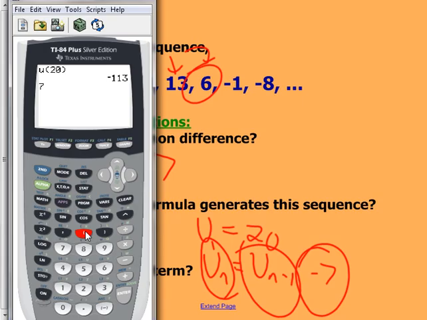U sub 20, parentheses. Oh, I just did 7 sub 20. That's not going to work. U is above the 7. There we go. U sub 20. Enter. Did you get 6.09E15?